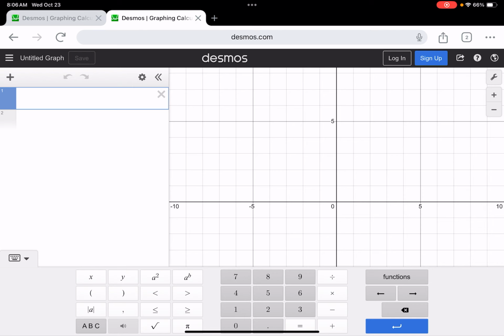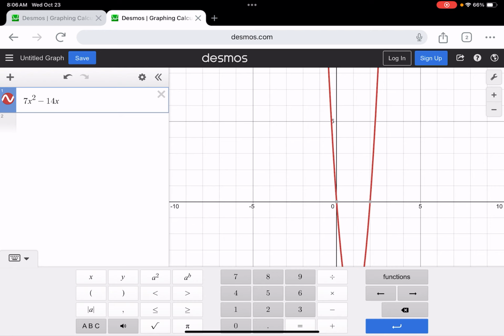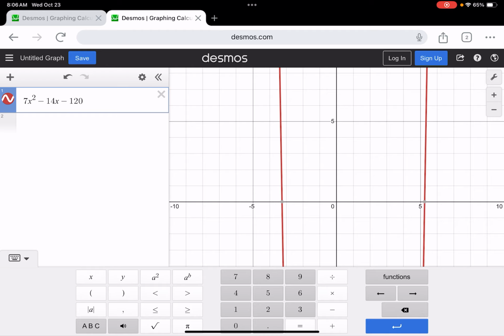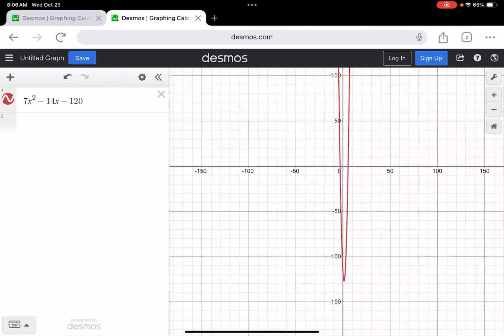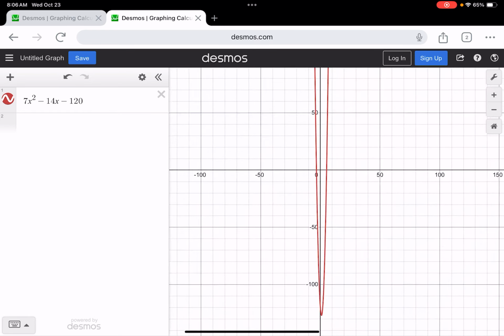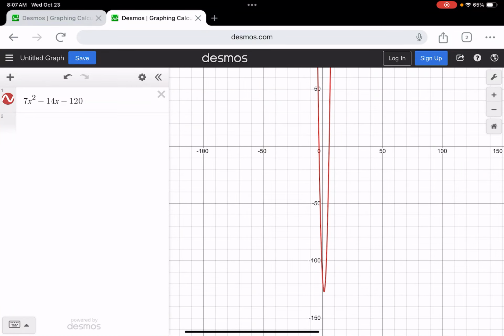Here I am. Then I'm going to plug in 7x squared minus 14x minus 120. And let's see what it gives us. Go ahead and zoom out for us. Well, bam! Whoa, that is a big graph. But what you can see is that you're able to graph it, and you can see the x and y intercepts.